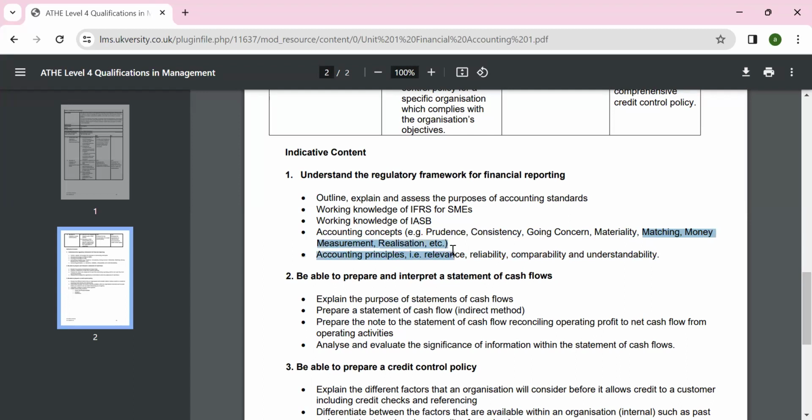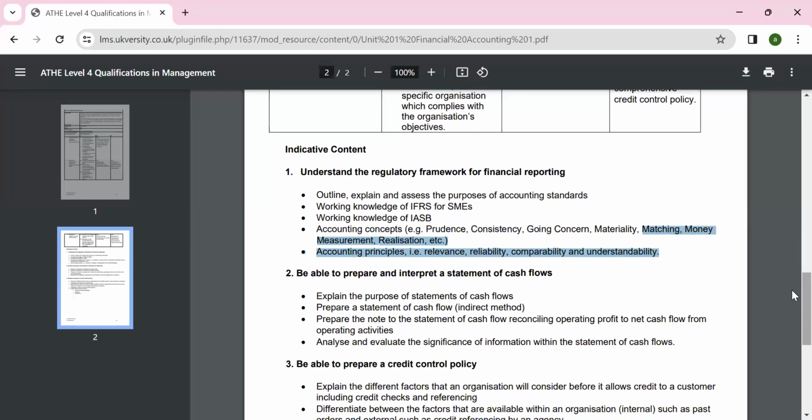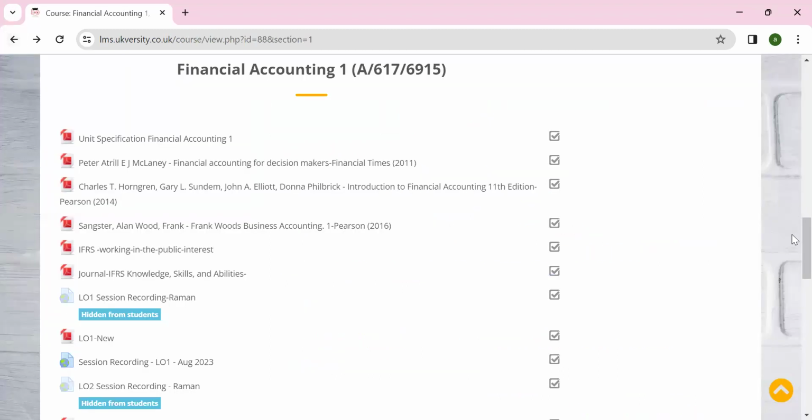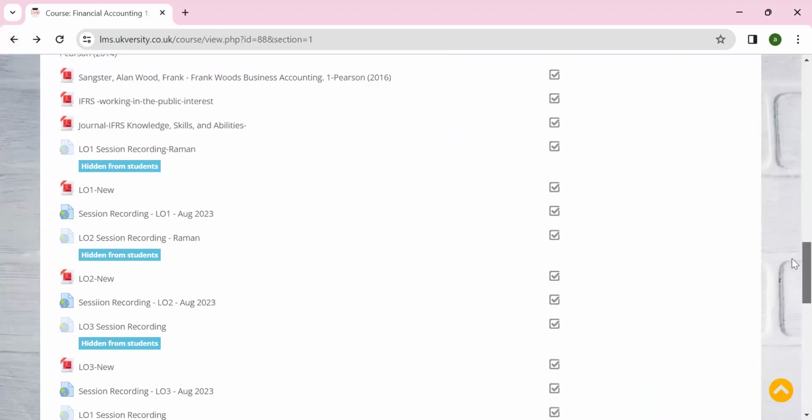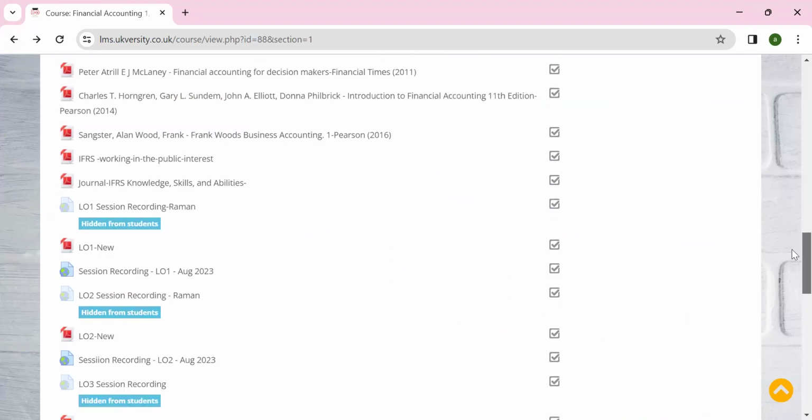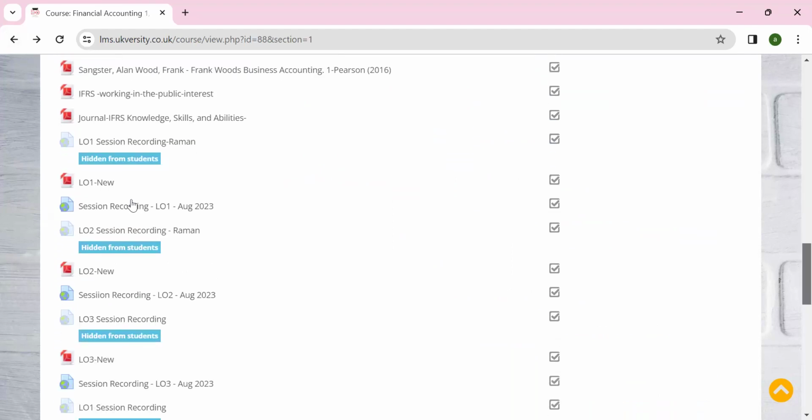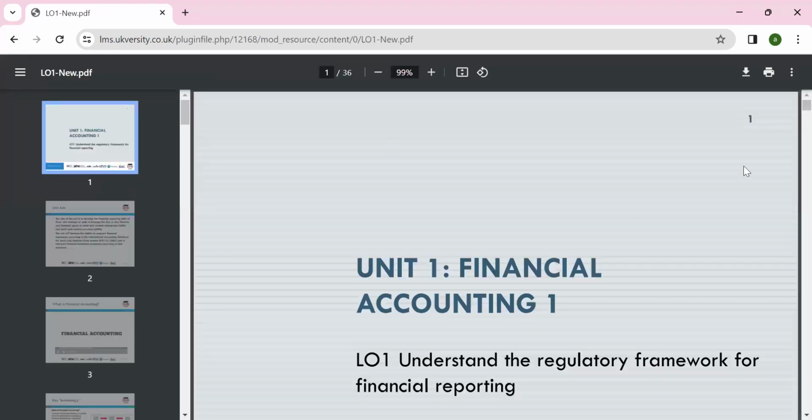Accounting principles are always relevant, reliable, comparable, understandable. These are all the qualities of financial statements. All the information needs to be relevant, reliable, comparable and understandable, so that statements help people who have a basic accounting knowledge to understand the facts and figures. Okay, each lesson will go through one LO. So today our focus will be LO1, which is learning outcome one. Okay, we'll start. Welcome everyone.